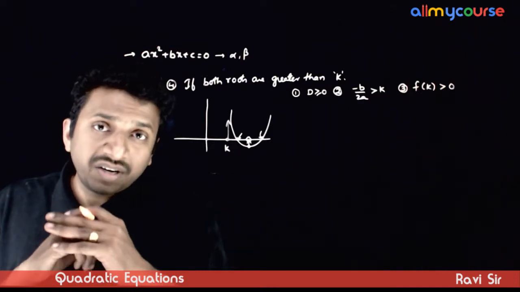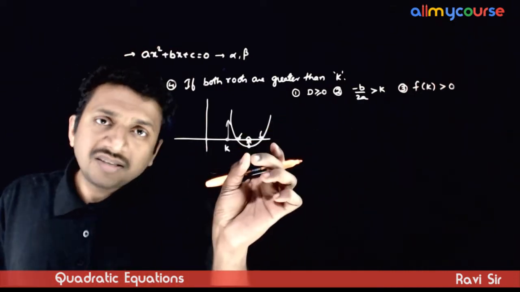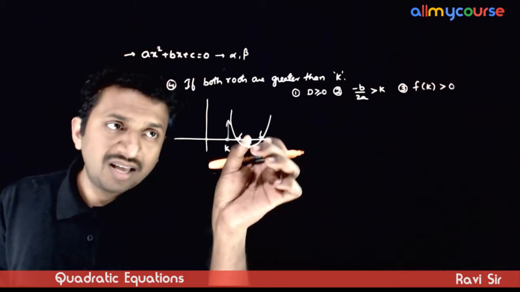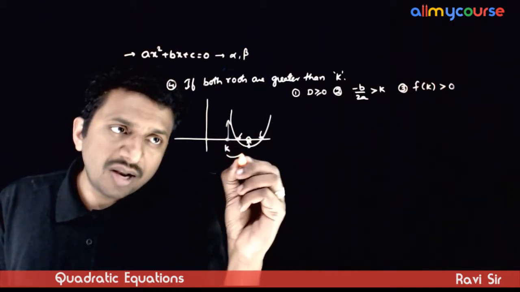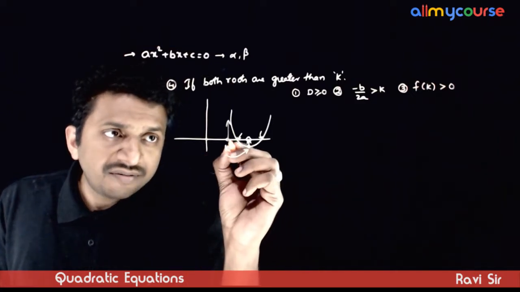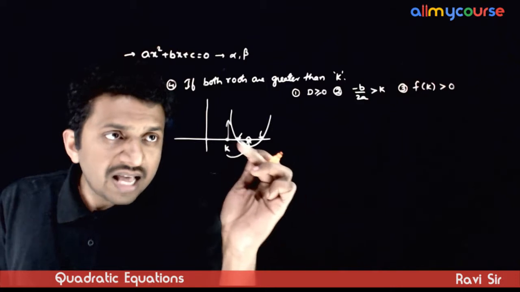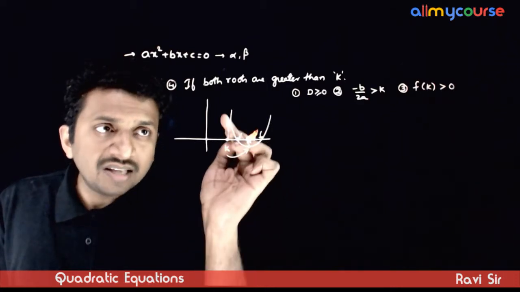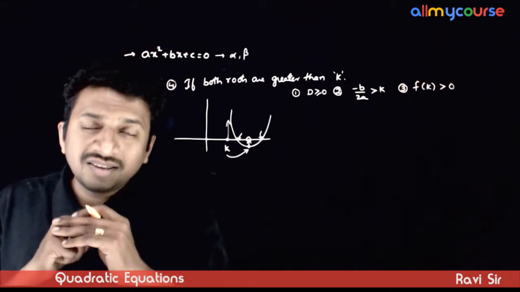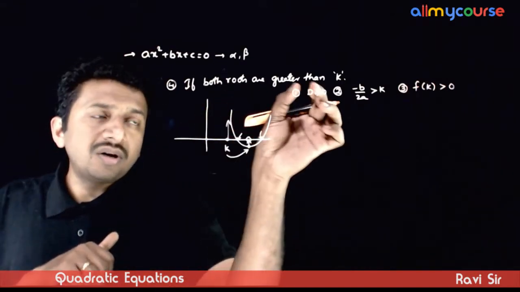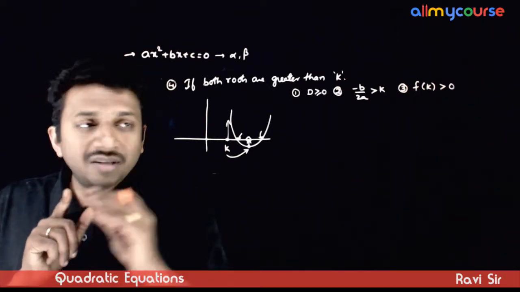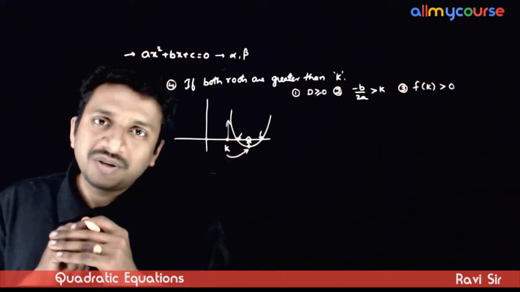If you carefully observe, it looks so. So the discriminant is greater than or equal to 0. Minus b by 2a, that is the x coordinate of the vertex, has to be greater than k. It has to lie after k. And before the graph reaches k, it has to rise up. That means f of k is greater than 0. So these three conditions ensure that both the roots of this equation are greater than k, provided you have an upward graph which we assumed.